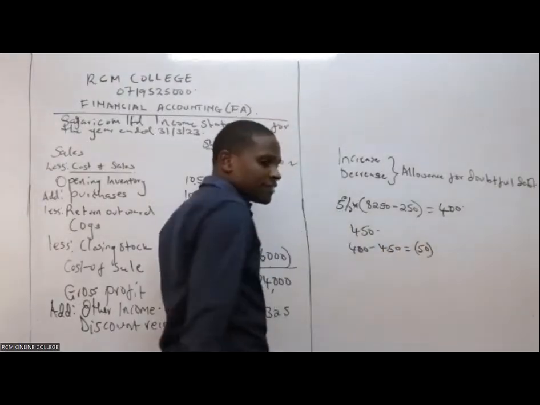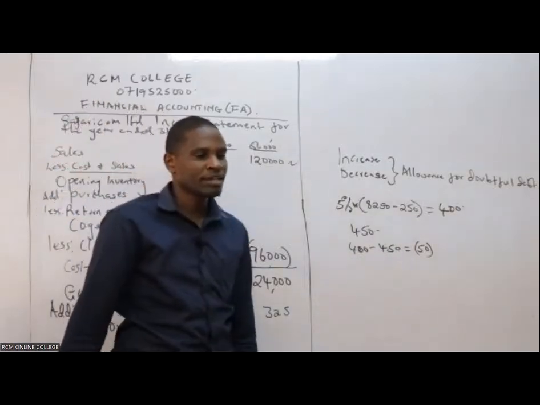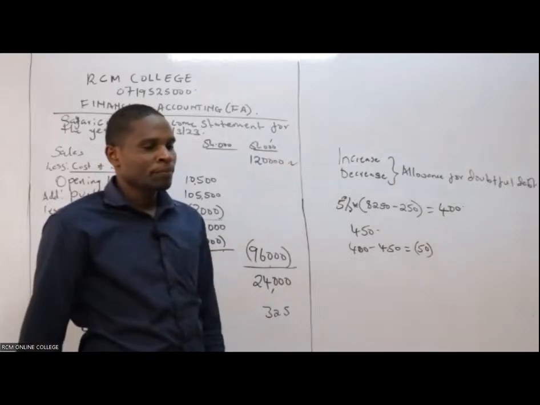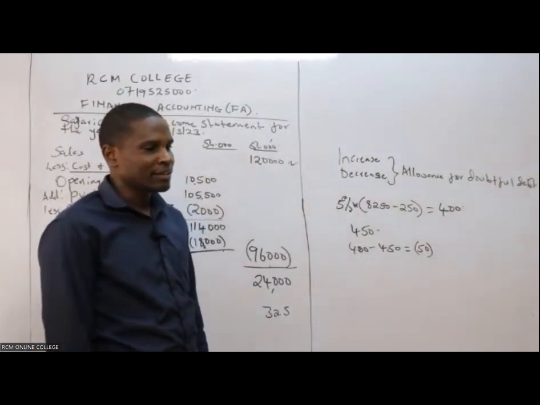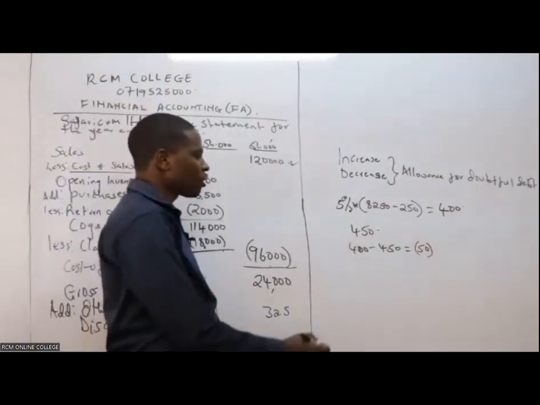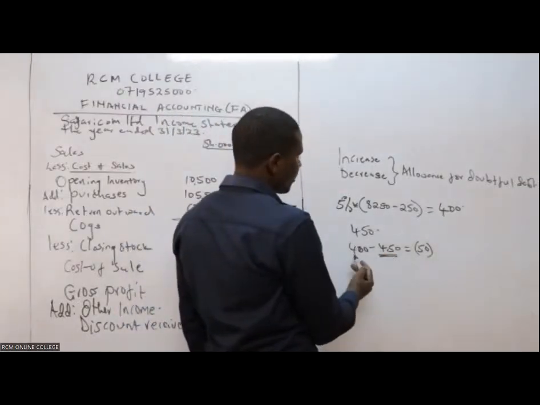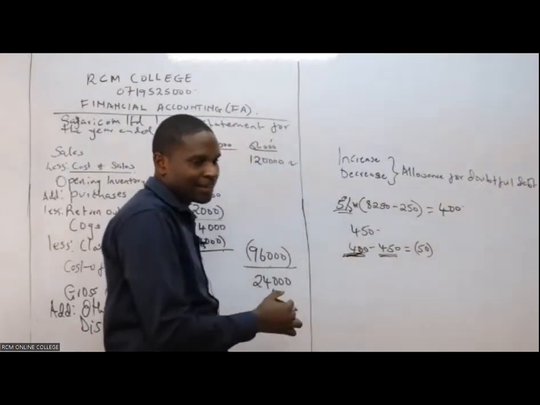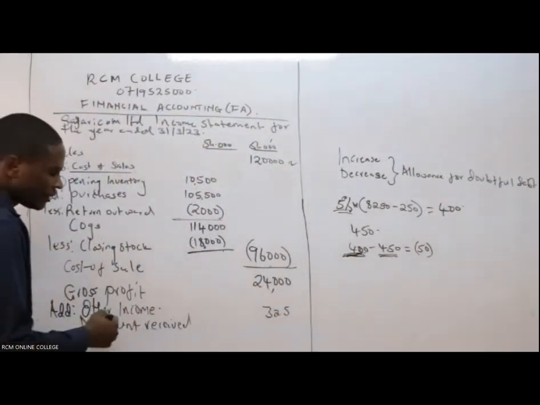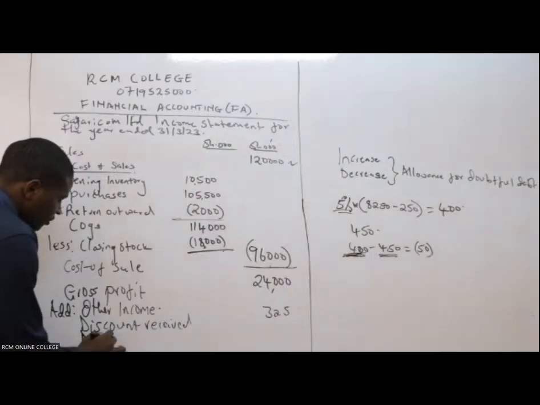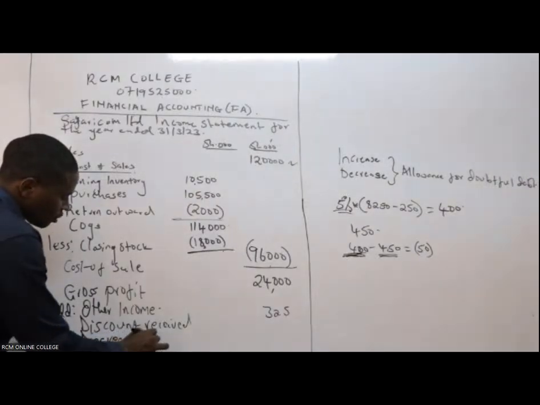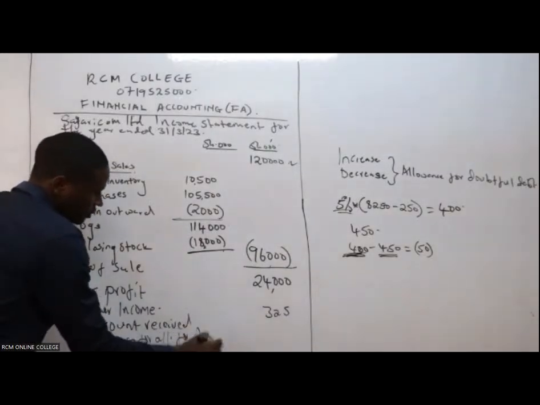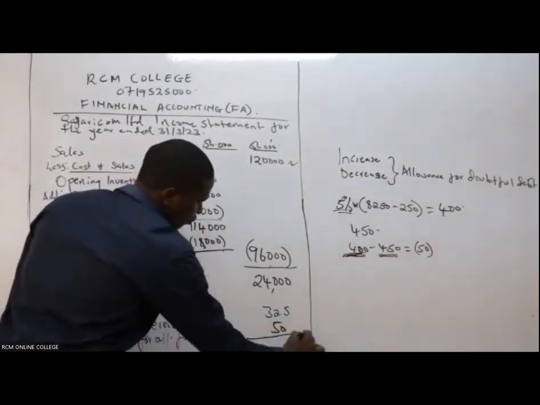So was there a decrease or an increase? In the trial balance, we had 450 provided, and then allowance, the 5%, was 400. So there was a decrease. Therefore, the 50 is an income. So a decrease for allowance for doubtful debt, 50. So what is our total income?